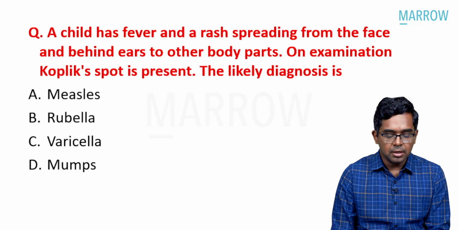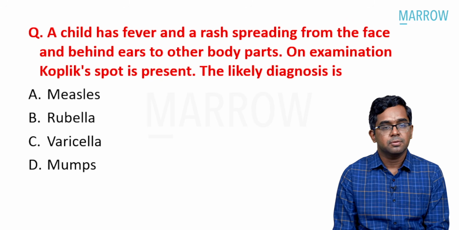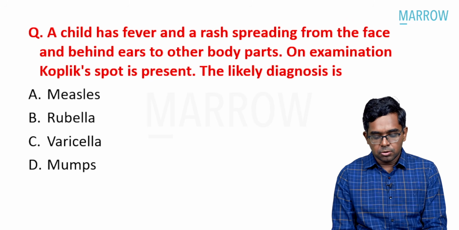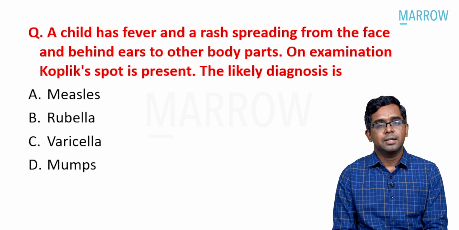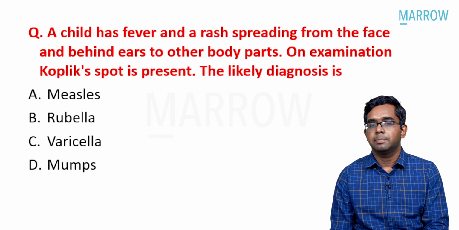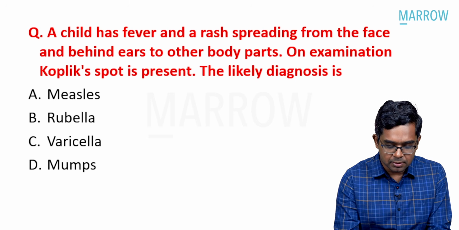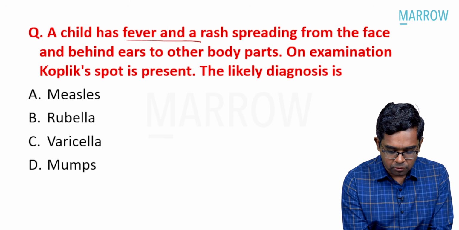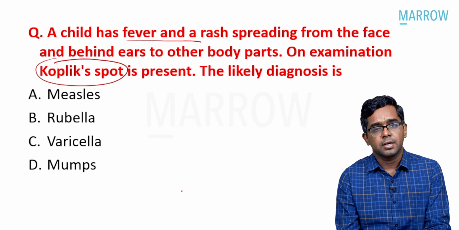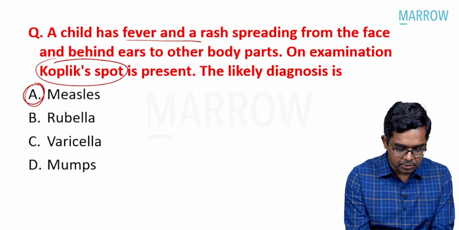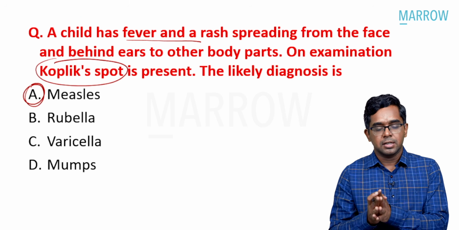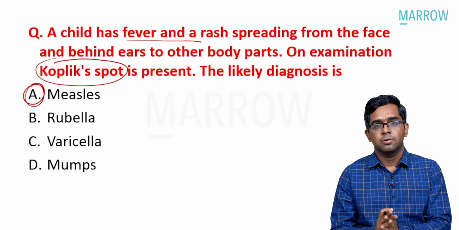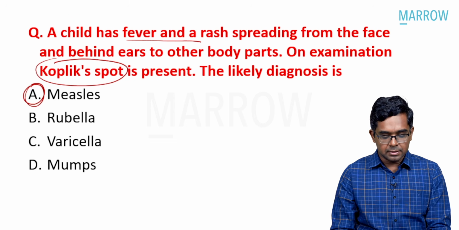The first one is about a child who has a fever and a rash spreading from the face and behind the ears to the other body parts. On examination, Koplik spot is present. What is the likely diagnosis? It is a very standard and often repeatedly asked exam question. This is a child with a fever and rash, and presence of Koplik spot would point to the diagnosis of typical measles infection. We all know that there are many conditions which present with fever and rash, but presence of Koplik spots is always pathognomonic of measles infection.